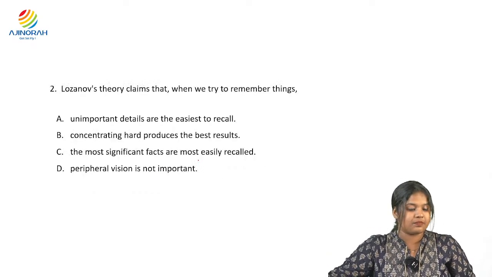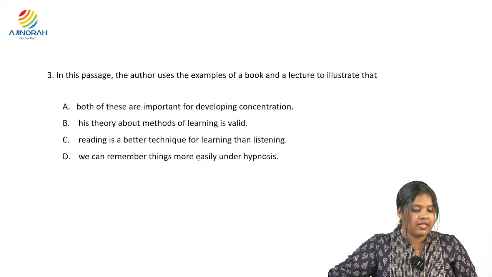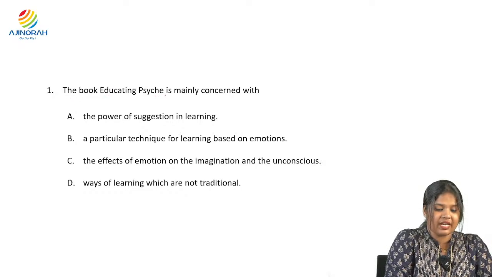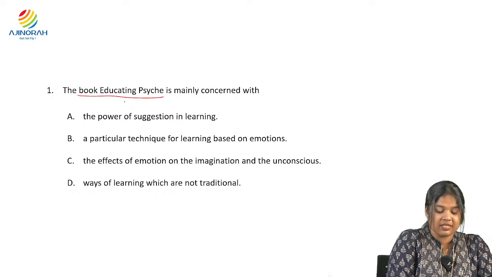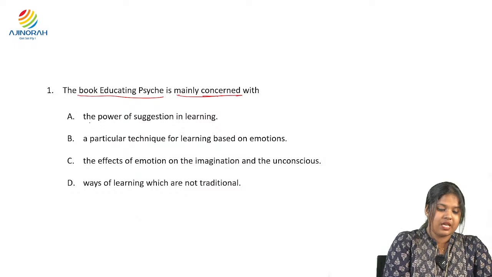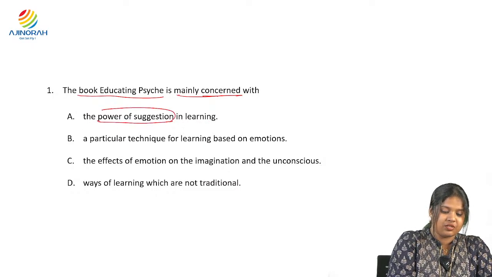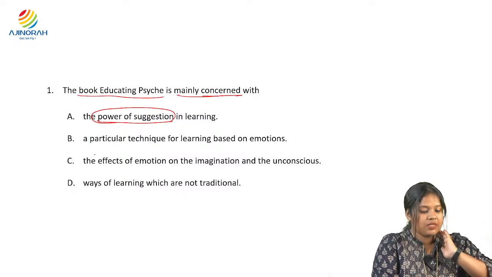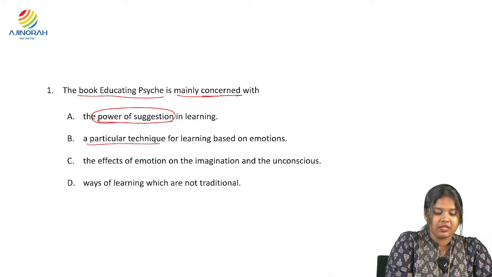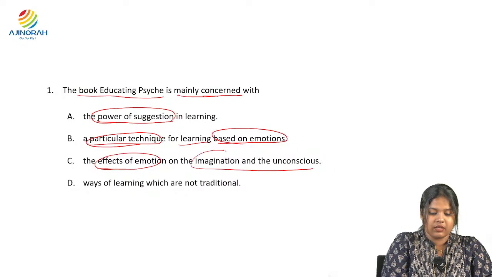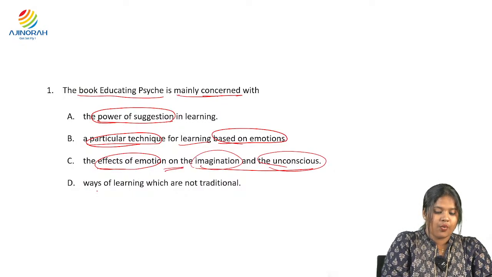Okay, now we'll move on to the passage and these questions. We are going to solve three questions, and this is the passage. In the first question, the question is: the book Educating Psyche is mainly concerned with. So the book Educating Psyche, mainly concerned, we have to find that. These are the options. The power of suggestion in learning. Power of suggestion, that's the first keyword. Then we have to locate whether this is in the passage. Then comes a particular technique for learning based on emotion. A particular technique we have to find. Learning based on emotions. Now the effect of emotion on the imagination and the unconscious. Now ways of learning which are not traditional.